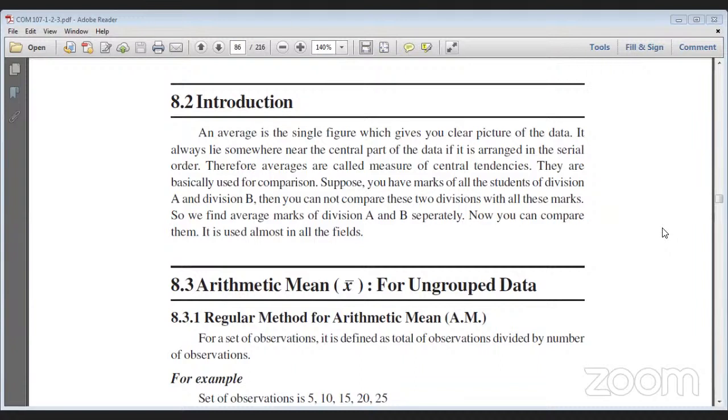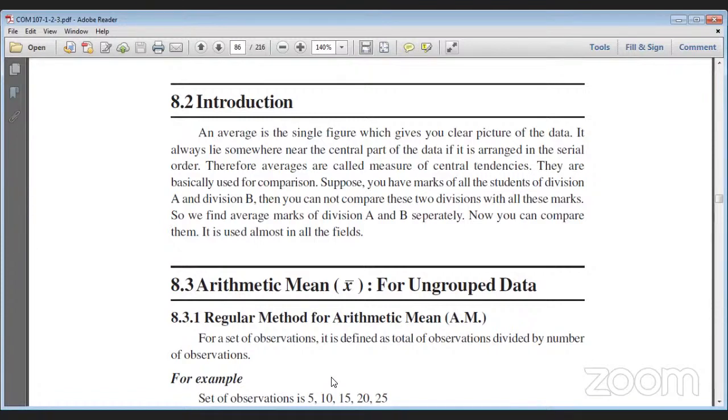So here the regular method of arithmetic mean, AM. For a set of observations, it is defined as the total of the observations divided by the number of observations. The example is given on page number 1: 5, 10, 15, 20, 25. The total of these 5 figures is 75 and the number of observations is 5, so we divide 75 by 5.